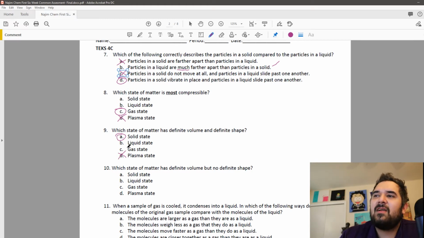Which state of matter has definite volume and no definite shape? So definite volume but no definite shape, that's going to be our liquid. You're probably going to see one of these, so be ready for it.